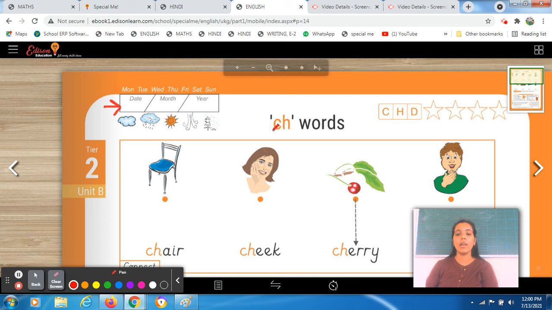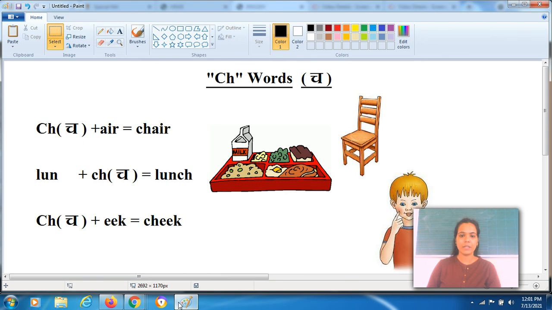So today I will introduce you to a new blend, that is the CH word. What is it? CH. C gives you the K sound, H gives you the H sound. When both of the consonants combine, they give you the sound ch. Okay, students, let's see.